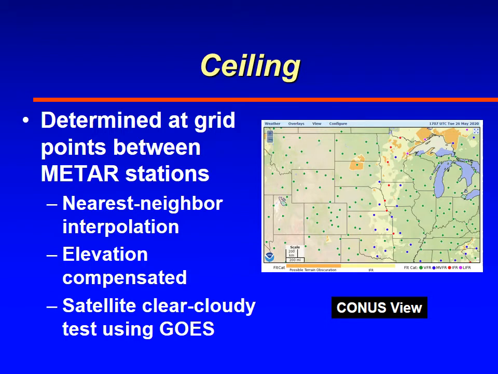And then another thing they do is they use GOES satellite imagery to determine where there's clouds and where it's clear, so that you don't get any errors in the data.